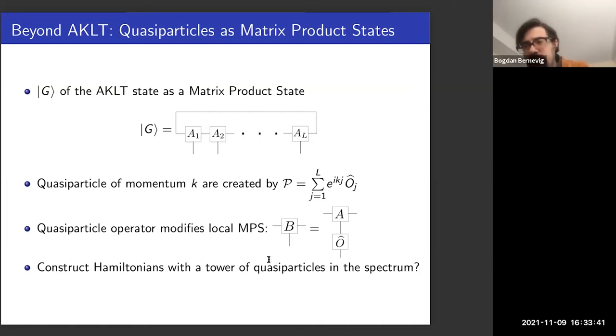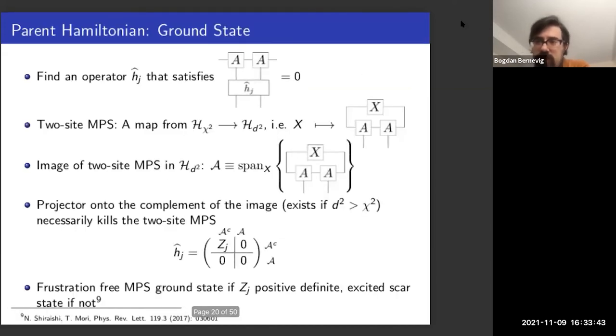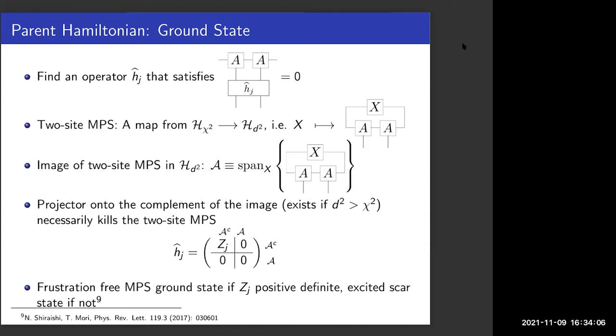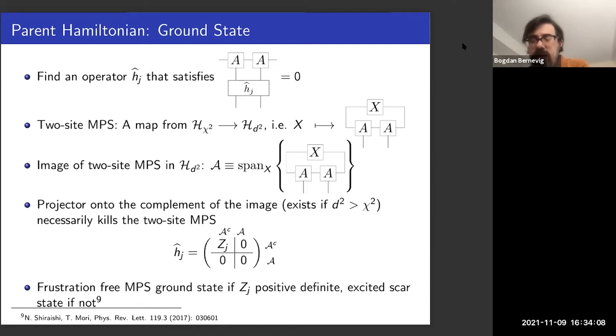Okay, and I won't bore you with the details, but this is very similar to how you construct exact Hamiltonians from an MPS ground state. It turns out that if you have a ground state or eigenstate which has an MPS description with a bond dimension that's finite, or that doesn't grow with the volume, then you can find a frustration-free Hamiltonian that has this as a ground state.